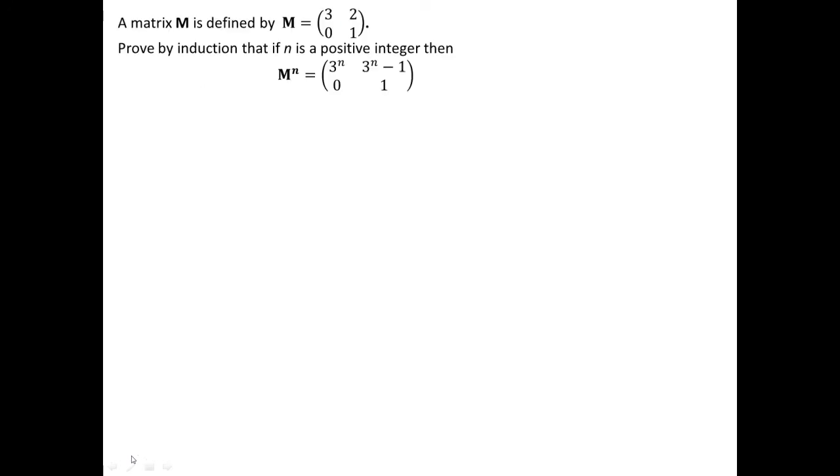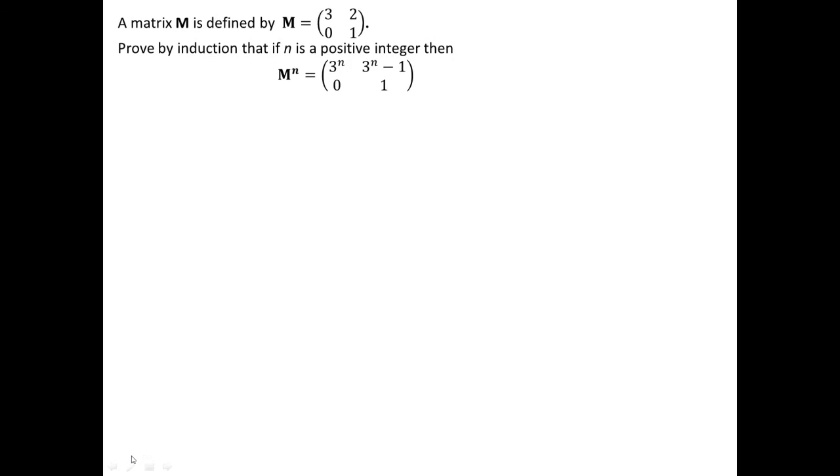Okay, so let's look at our first example. We're told that we've got the matrix M = (3, 2; 0, 1), and we have to prove by induction that if n is a positive integer, then M to the power n, that's the result of multiplying M by itself n times, is the matrix (3^n, 3^n - 1; 0, 1).